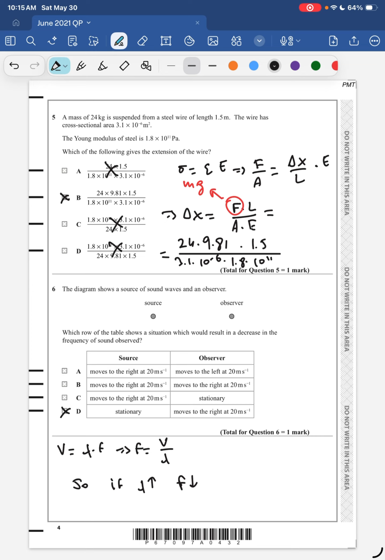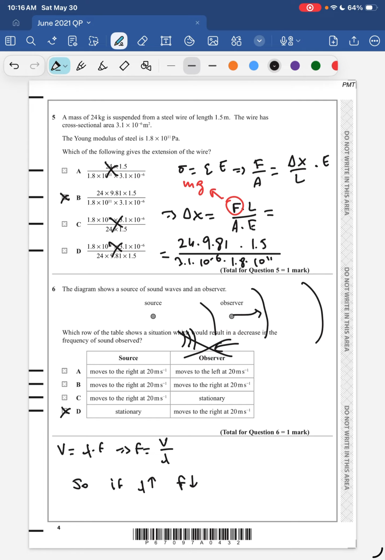And you have to think about the Doppler effect here. So if this guy moves away, then the wave fronts are gonna get farther away. If this guy moves to the right, sorry, to the left, then the wavelengths are gonna get closer together, okay, which is not what we want. So option D is the correct one.